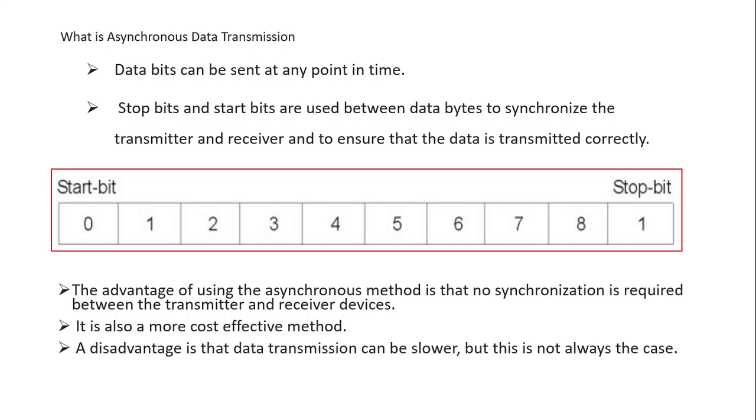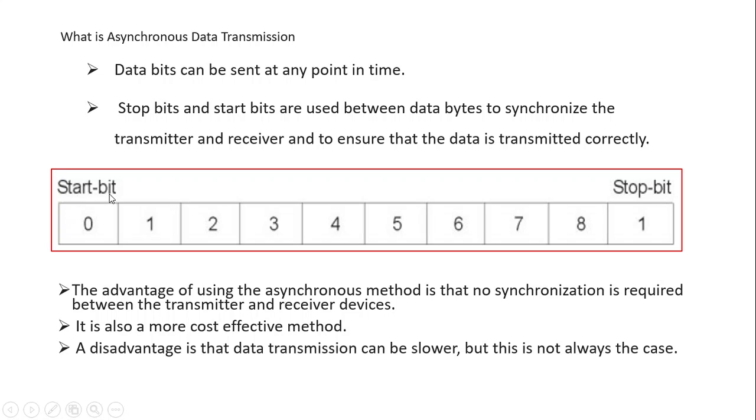For asynchronous transmission, stop bits and start bits are used between data bytes to synchronize the transmitter and receiver. Remember, in any kind of data transmission, the two entities involved are the transmitter and receiver. In asynchronous data transmission, start bits and stop bits are used. In between the start bit and stop bit, the data is transmitted.